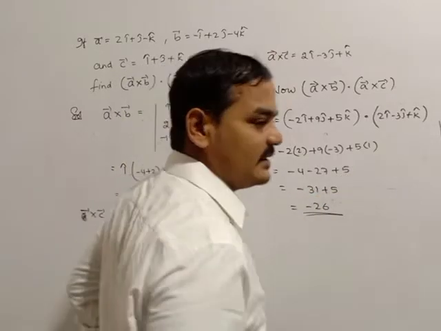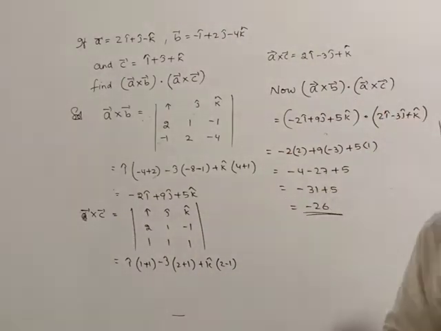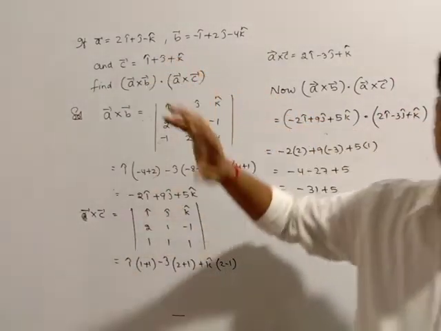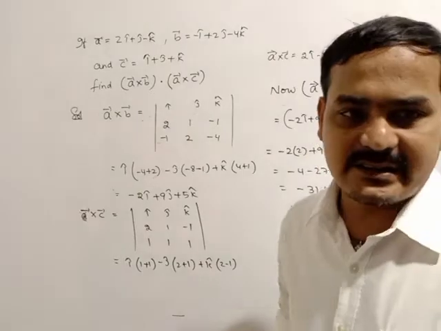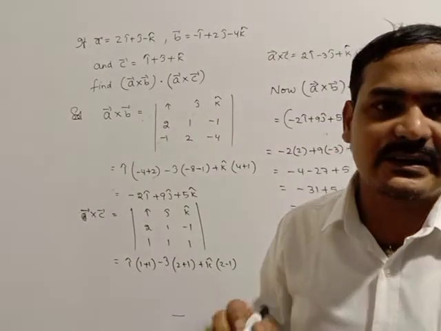This is the number. So the meaning of this ninth problem is to practice the cross product and dot product at a time. Three vectors are given, a bar, b bar, c bar, and he is asking for a bar cross b bar dot a bar cross c bar.